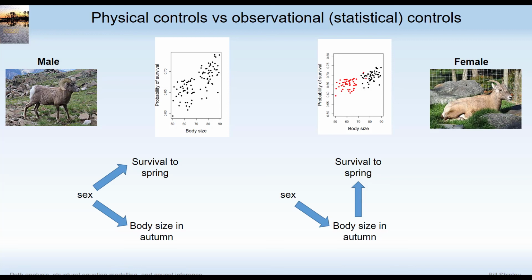statistically control for sex, and the second hypothesis is true, then we will still see a correlation. But if the first hypothesis is true, then once you've looked only at males or only at females, there should no longer be a correlation between body size in the autumn and survival to the spring breeding season. So this is an intuitive example of replacing a physical control with an observational control. And again, the two are not the same, but I'm just giving you an intuitive example of how we might do this.